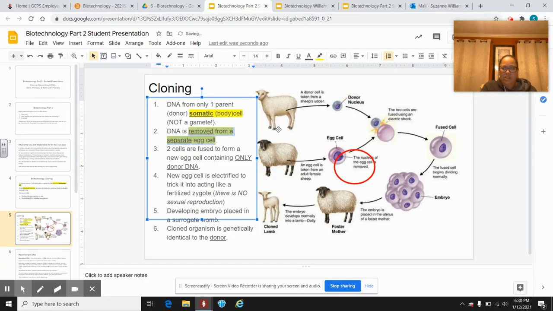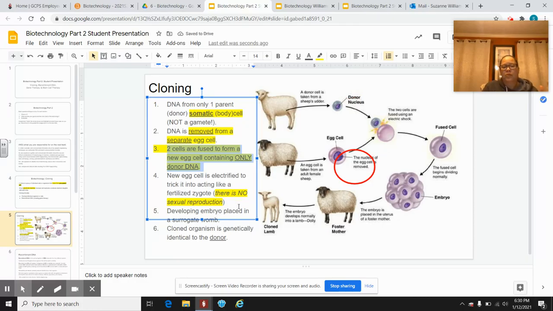And then we use electricity to fuse those two cells together and also trick it into thinking it's a fertilized zygote. So again here, there is no sexual reproduction. That is not what we're doing here. So I'm going to highlight that because it's important. No sexual reproduction. Okay, and the two cells are fused, and I'm going to highlight this whole thing: the new egg cell only contains the donor DNA. So the DNA from the udder.